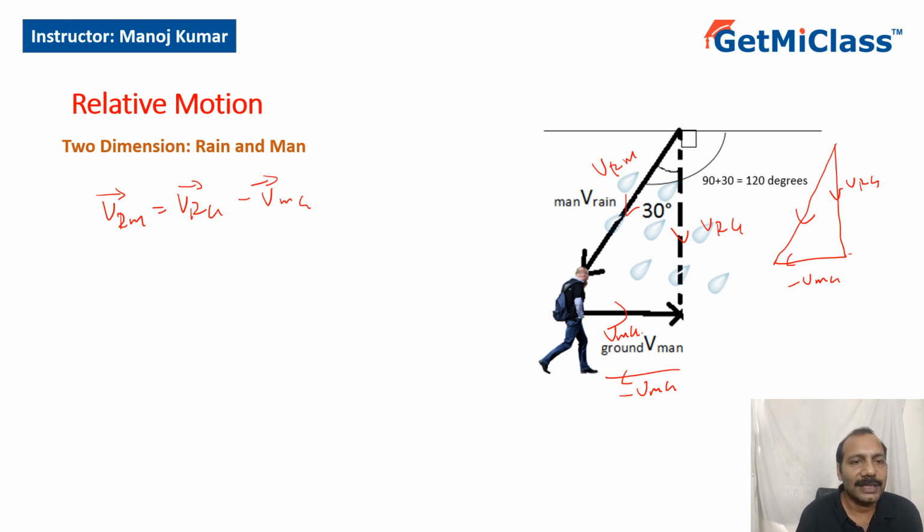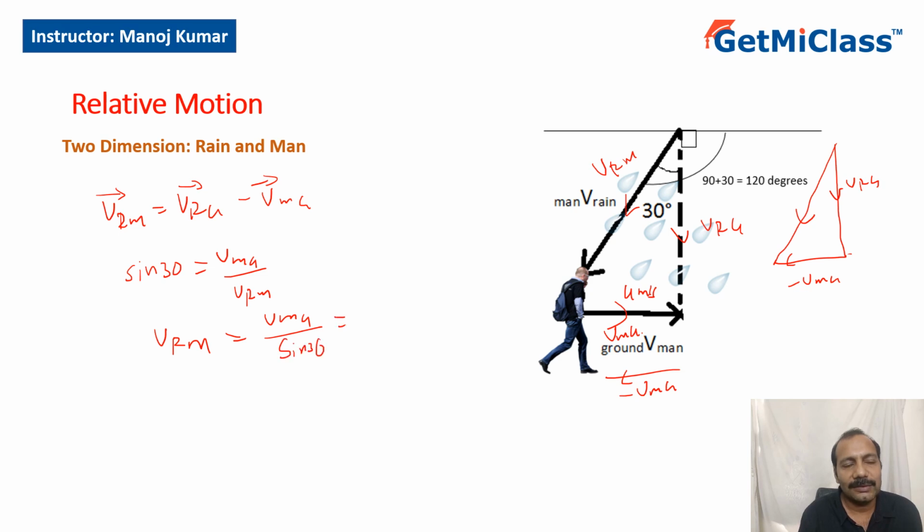Now, for example, let's say man is moving at 4 meter per second. Now what is the velocity at which rain appears to fall if it is falling at 30 degrees? Then I can use trigonometry. By trigonometry I can use sine 30 equal to 4 by velocity of rain. So if I look at this triangle, I can write sine 30 equal to 4, that is velocity of man with respect to ground by velocity of rain with respect to man. So from this I can write velocity of rain with respect to man is velocity of man with respect to ground by sine 30.